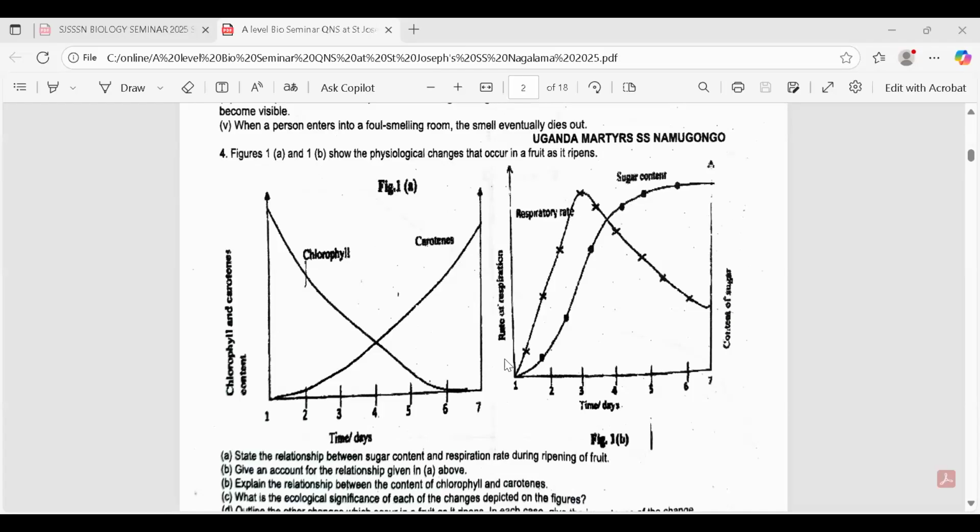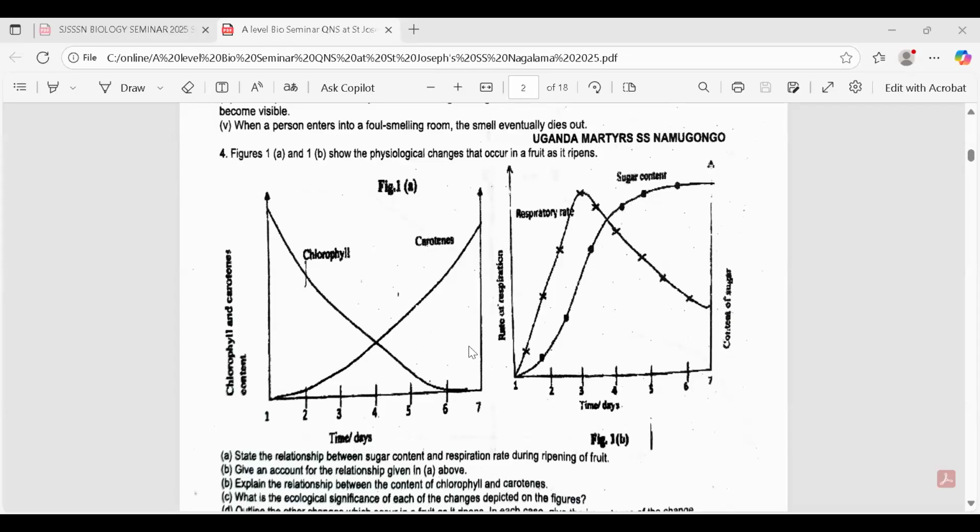Respiratory rate increases rapidly to provide energy required for the process of ripening of the fruit, therefore enabling ripening that shall attract dispersal agents to disperse the seeds or the fruits.